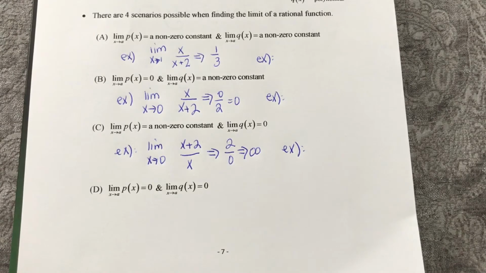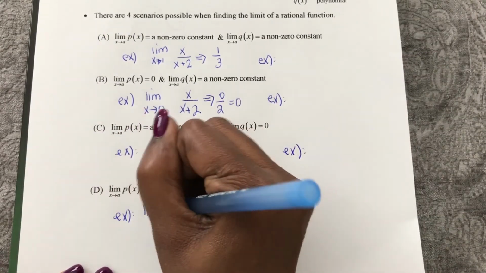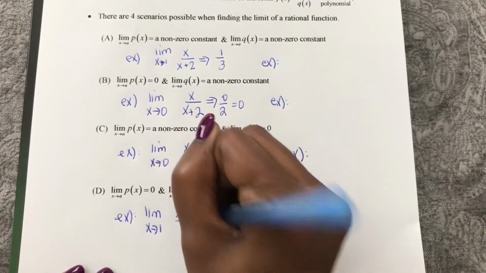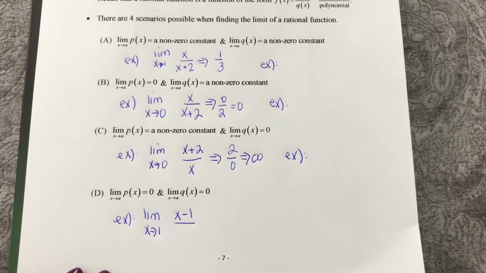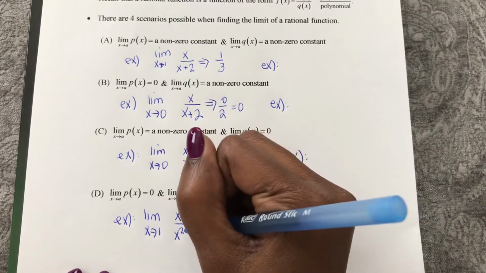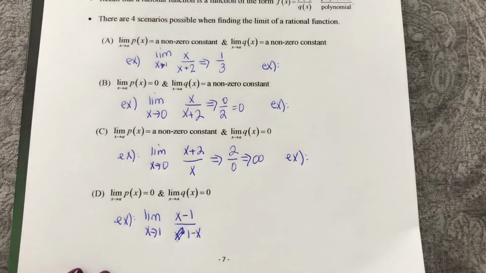And then the last possibility is that both the numerator and the denominator approach 0. How can I make that happen? So this could be, let's see, the limit as x approaches 1. Let's say that's x minus 1 on my numerator would work. And then let's say we have 1 minus x on the denominator. I don't want to do x squared minus 1 just yet.